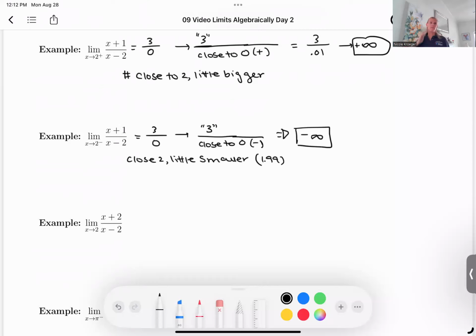This looks like this is telling me that 2 is an asymptote for this function (1 plus x) over (x minus 2), because we're getting infinities out for these limits.